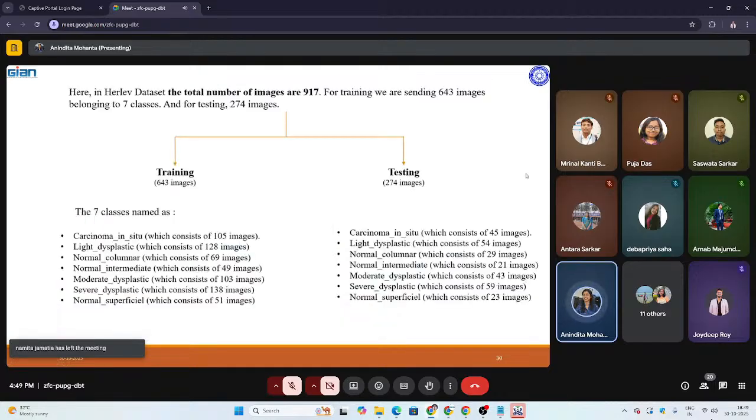In the high-level dataset, the total number of images is 917. In training, we are sending 643 images. For testing, 274 images. The same classes are there for testing also, but these 274 images are not trained. They are just kept as test data, to test if the model learned correctly or not.